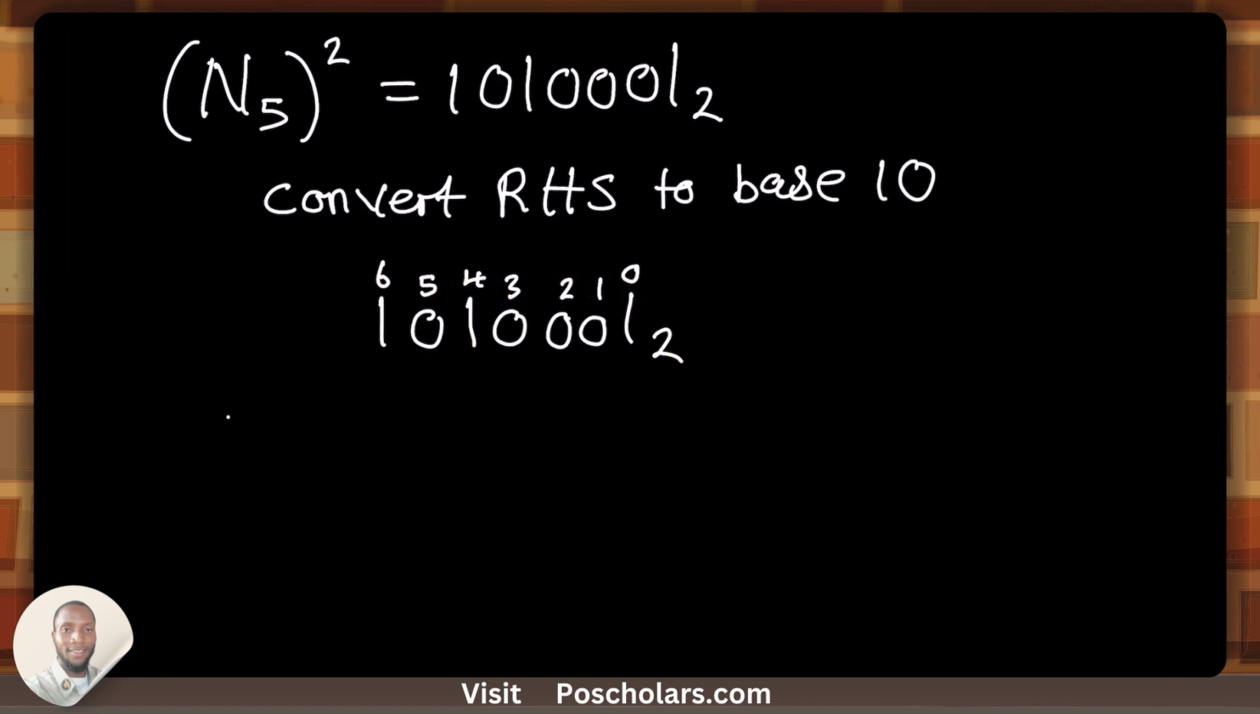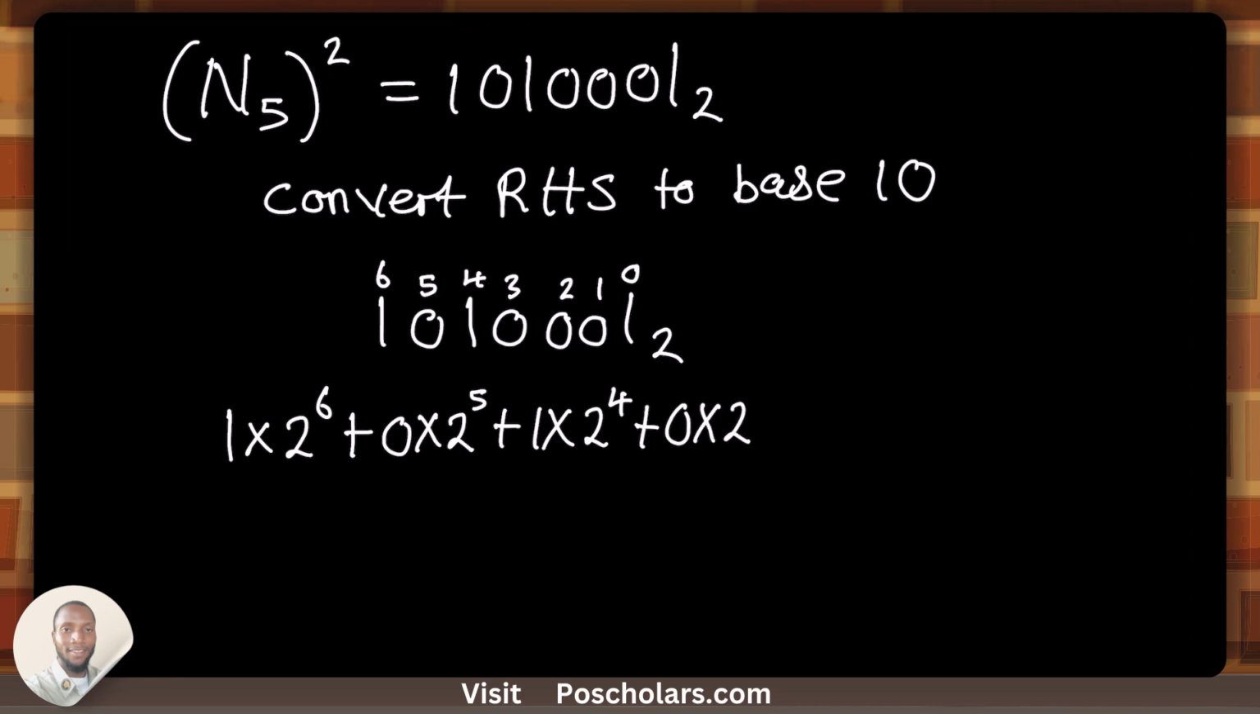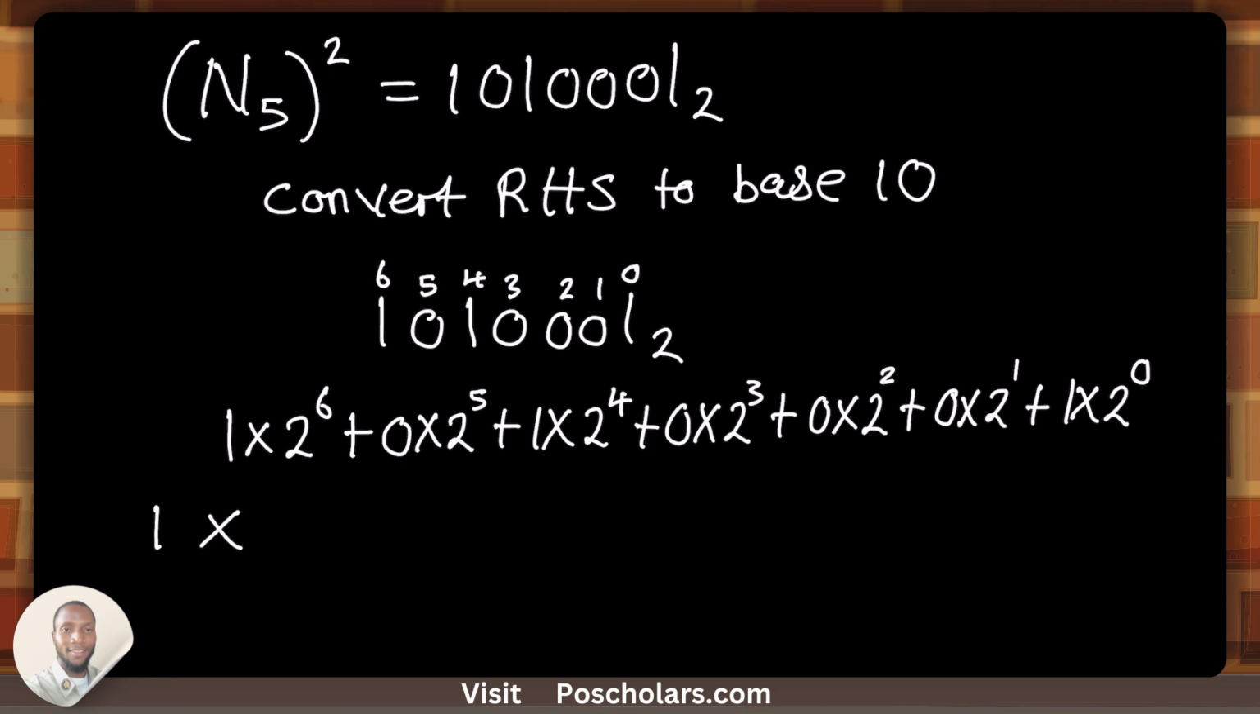So let's do that. 1 times 2 raised to power 6 plus 0 times 2 raised to power 5 plus 1 times 2 raised to power 4 plus 0 times 2 raised to power 3 plus 0 times 2 raised to power 2 plus 0 times 2 raised to power 1 plus 1 times 2 raised to power 0. Good. Now we simplify.